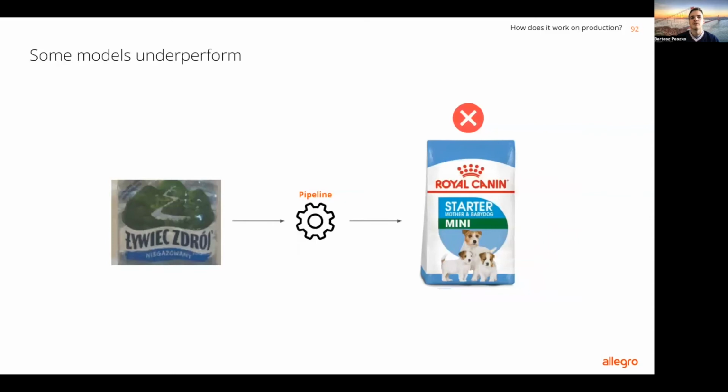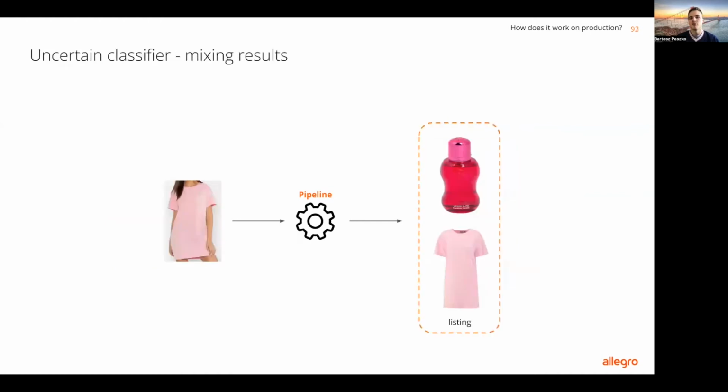Another problem was an underperforming supermarket model. Turns out it didn't work as well on the large Allegro index as it did on our smaller validation datasets. One more issue was mixed results. When the classifier was uncertain, we got a lot of unwanted offers that worsened user experience.